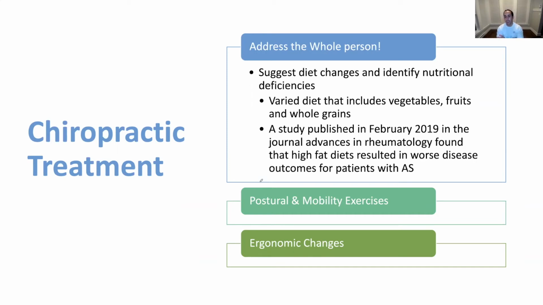So one of the things that we can definitely do with AS is suggest dietary changes to a more anti-inflammatory diet, because obviously AS is an inflammatory condition. One study published in February 2019 in the journal Advances in Rheumatology found that high fat diets resulted in worse disease outcomes for patients with AS. Now, we have to clarify that those are not good fats like avocados. These are trans fats and stuff that we are not supposed to eat.